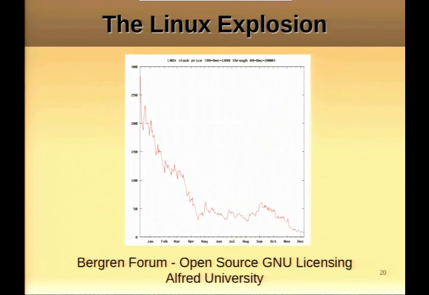VA Linux is still around. It's called GeekNet. I believe that you may have heard of Slashdot. Well, that's GeekNet. And it trades on NASDAQ at about $25 a share. So it's still going strong, but certainly didn't have quite the rise that was sustainable.